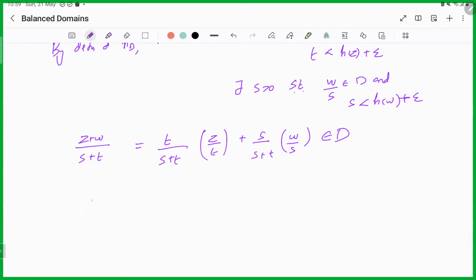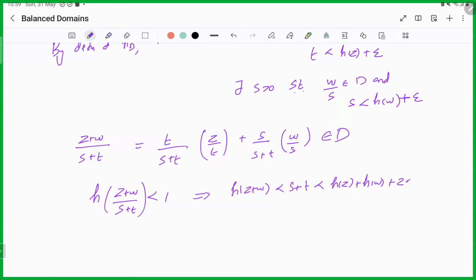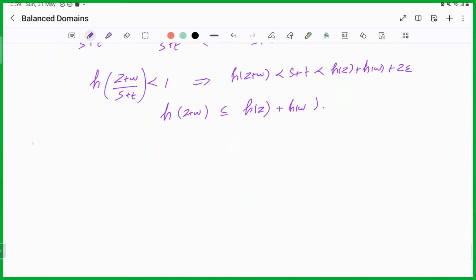That means by property 2, H of (Z plus W) by (s plus t) is less than 1, so H of Z plus W is less than s plus t. What is s plus t? It is less than H of Z plus H of W plus 2 epsilon. Since epsilon is arbitrary, we get the inequality. This is the triangle inequality. If D is convex, H satisfies the triangle inequality. Then we have proved our earlier result.